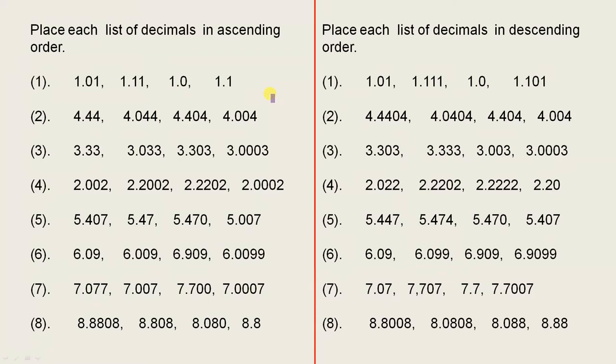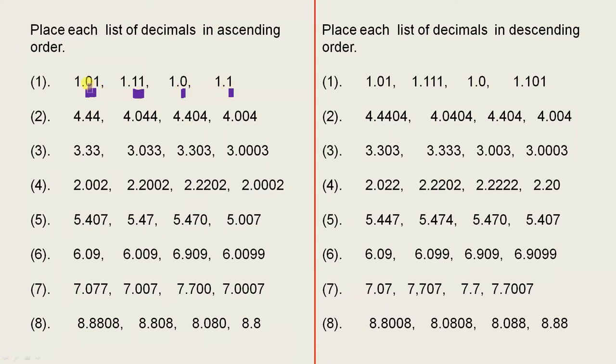With the first one, place the list of decimals in ascending order. So ascending means from lowest to highest. Now the little trick I taught you was you have a look at the digits after the decimal point. Have a look what we have here.